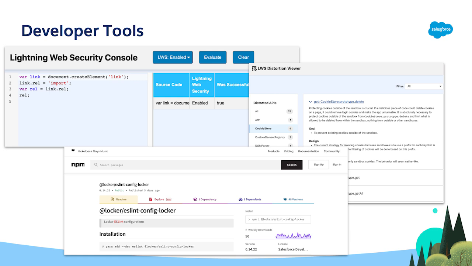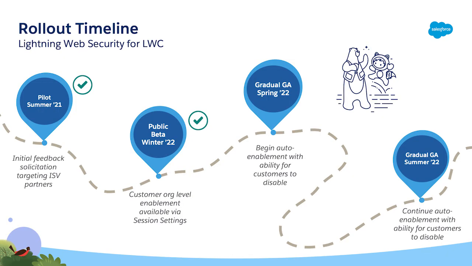You can also find if a particular third-party library is using an API that's distorted by running the linting rules over the library code. So, what about our rollout plans?